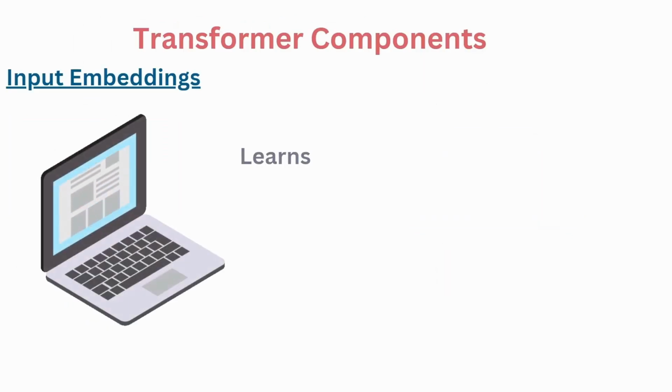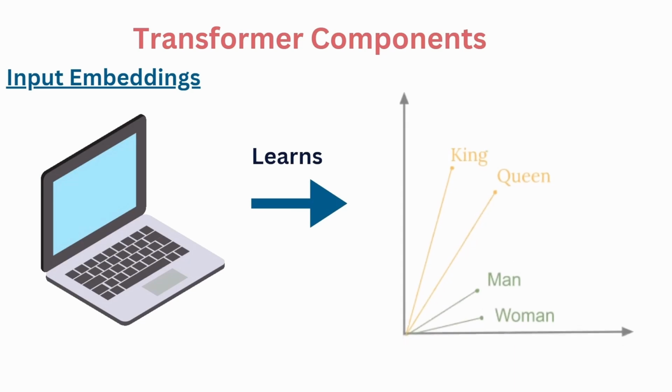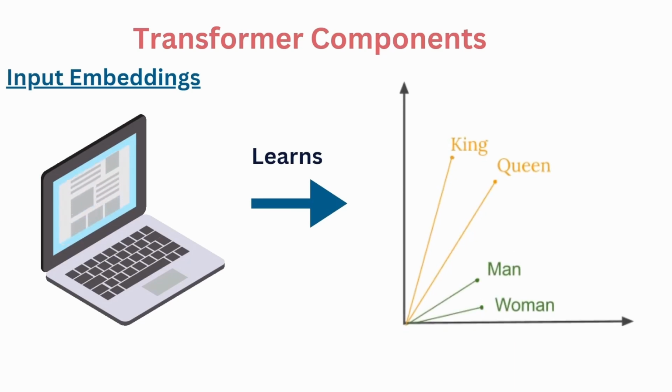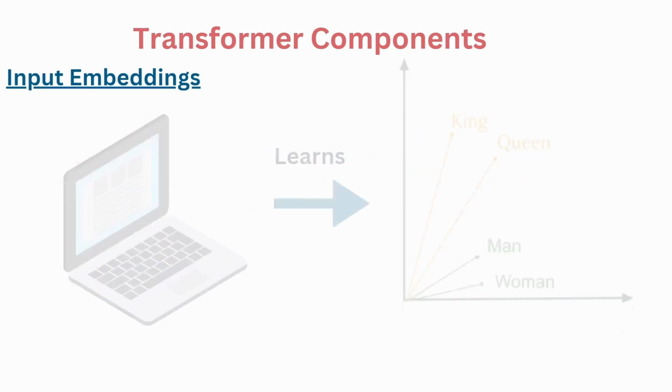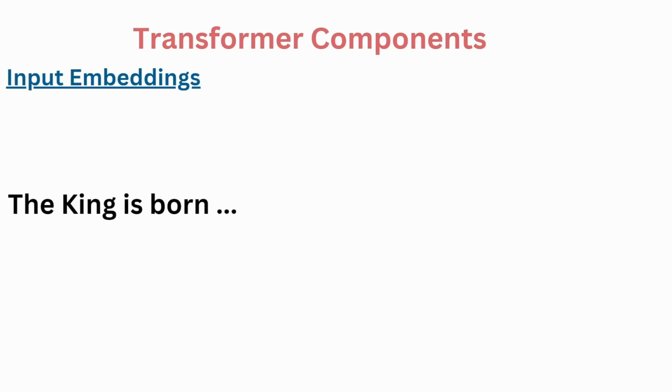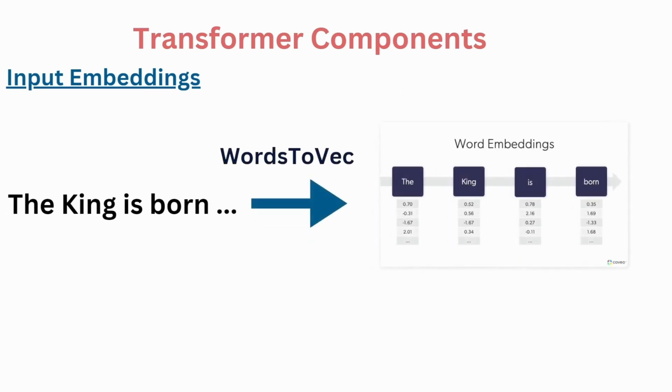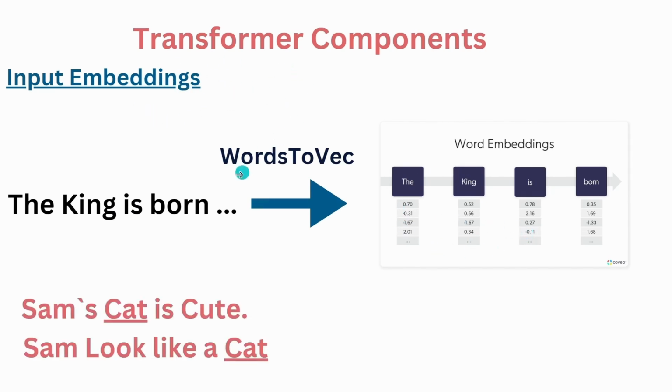Input embedding gives computers the ability to learn the text. We are all aware that the computer does not understand text, it understands numbers. These vectors allow the computer to learn and understand the text. For example, when we feed the text "the king is born", we convert words to vectors, one vector for each word in the sentence, and this vector is a numerical representation of the text. The input embedding converts the text into vectors with the help of a word2vec embedding model.